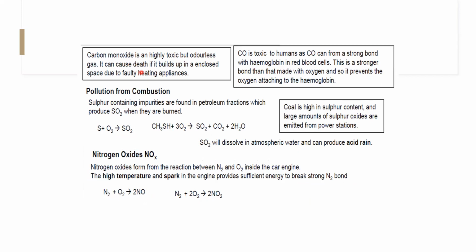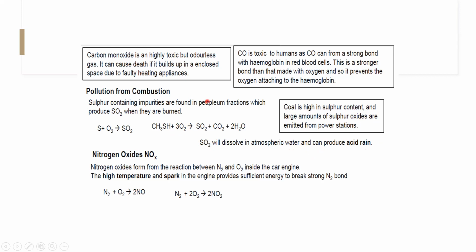So, pollution from combustion. What is pollution from combustion? Normally, these fossil fuels have a trace of sulfur. So when we burn them, they produce sulfur dioxide, and this sulfur dioxide dissolves in atmospheric water and can produce acid rain. In the same way, coal, which also has a high content of sulfur, produces oxides of sulfur.